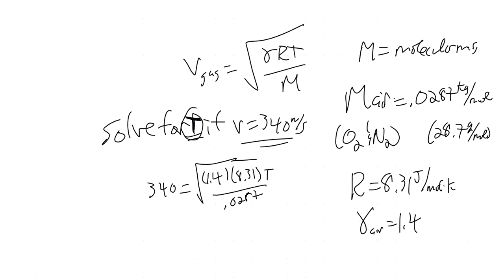And what I get, I'm going to do it right here just to make sure I'm doing it right. What I get is 340 squared times 0.0287 divided by 1.4 divided by 8.31. I get temperature, sorry, this is an 8. This is just plugging in this number here. 0.0287. So I get T equals 285.17 Kelvin.